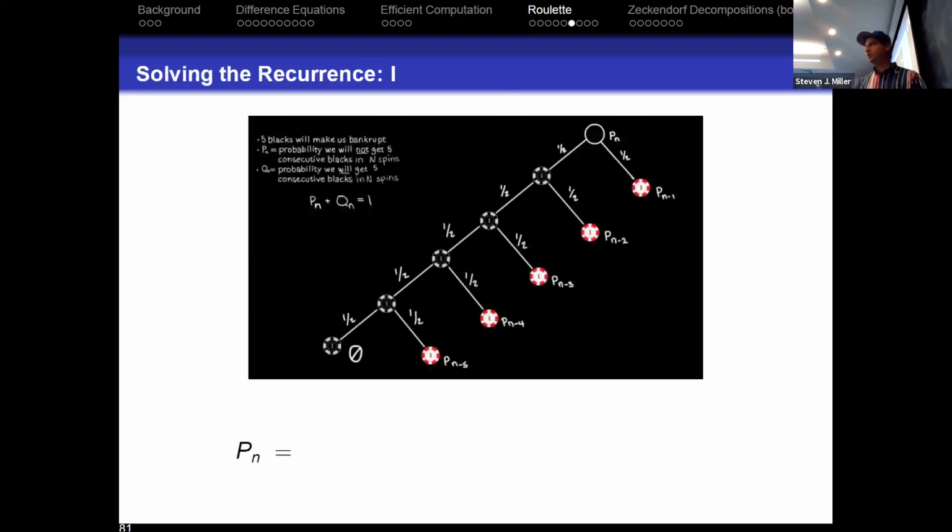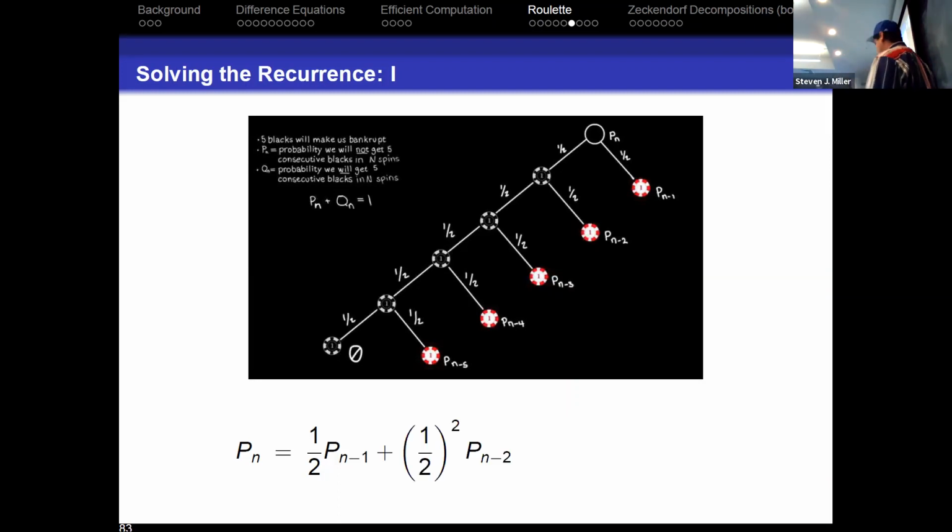And now we get a recurrence relation. So Pn, the probability we do not have 5 consecutive blacks in n spins, is going to be, how often are we in this case where we have just a red after our first spin? How often does that happen? Half the time. It's going to be 1/2 Pn minus 1. How often are we black-red?